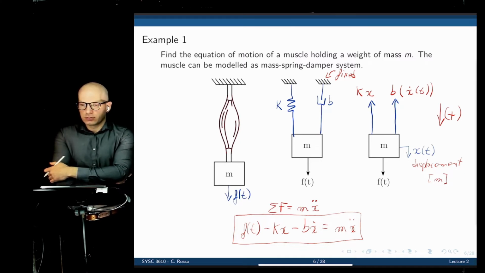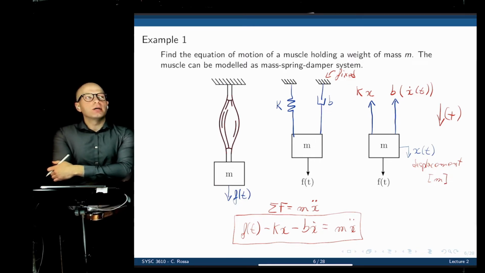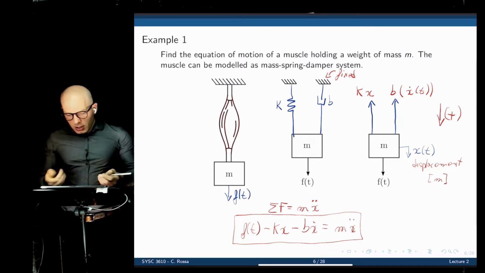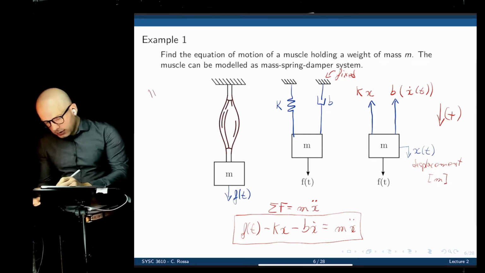Yeah, can you quickly explain what the damper does again? Does it just oppose the motion? The damper is simulating friction. Let's put it this way. I could have represented this mass like this.